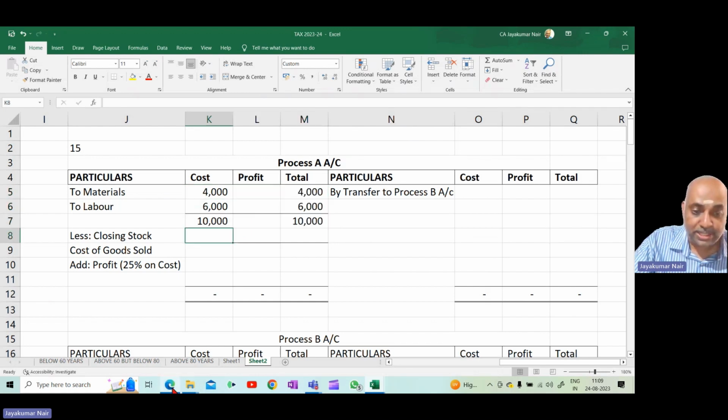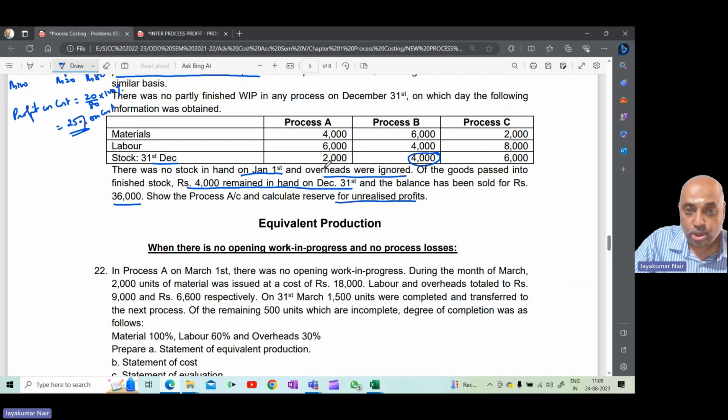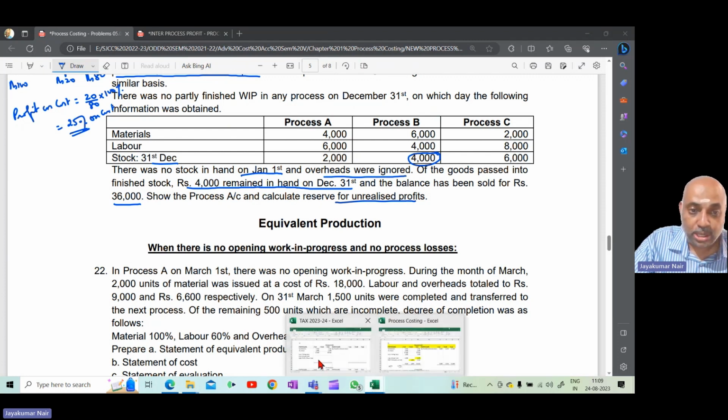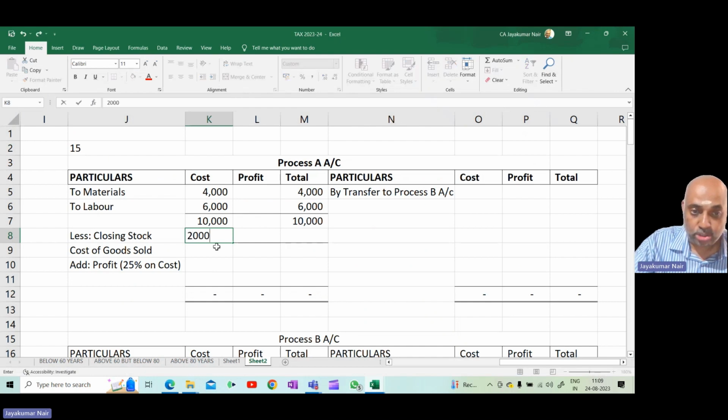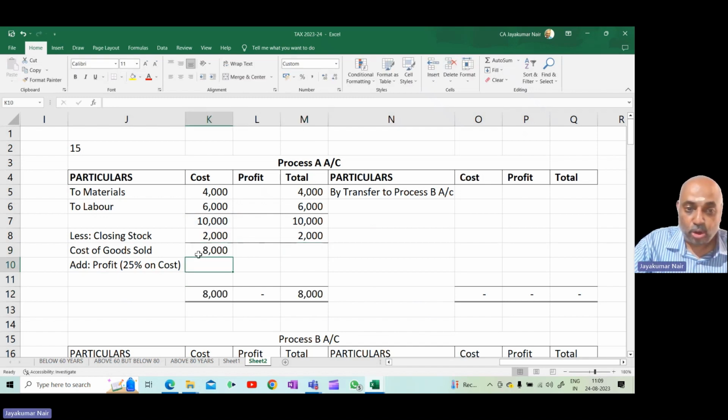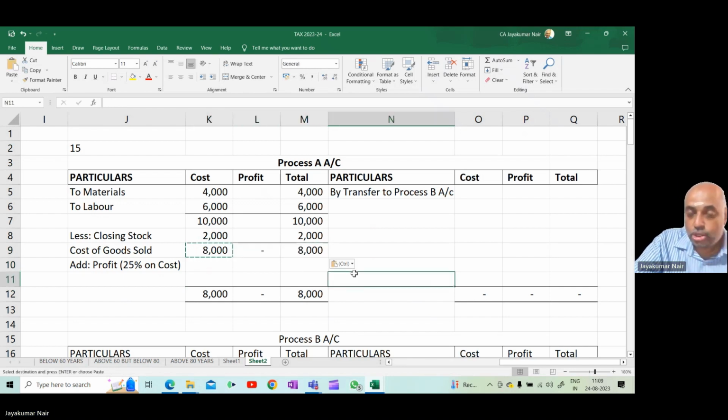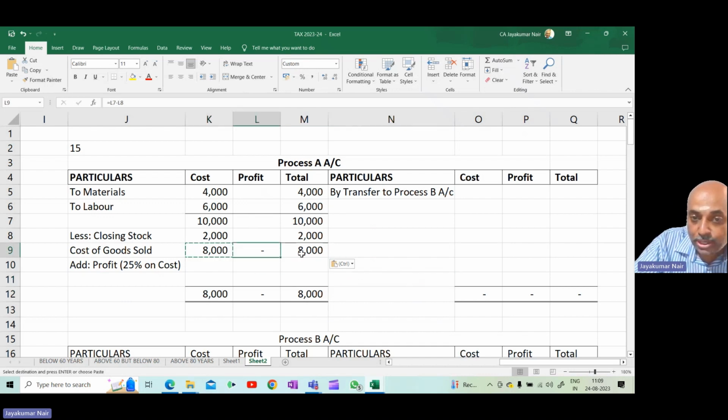Now closing stock is given in the question. What is the closing stock? Closing stock is 2,000. Therefore, 2,000 I will retain at cost. So here also 2,000. So what happens? It is 8,000. 8,000 is the value of goods transferred to the next process.